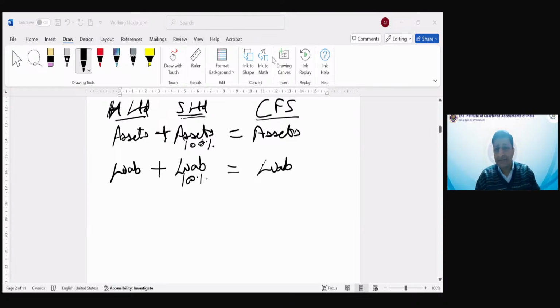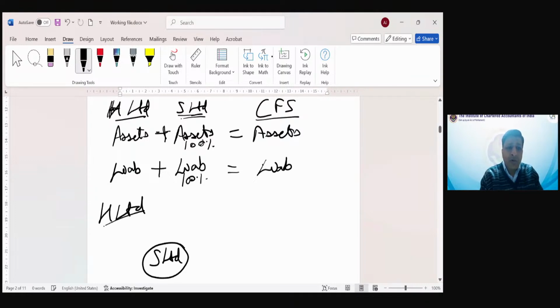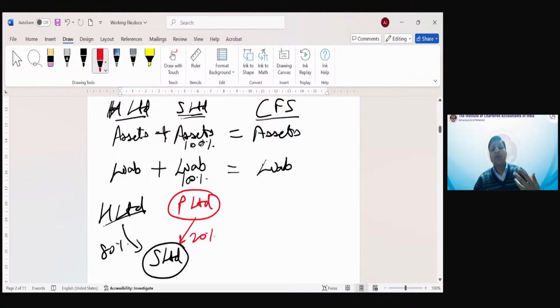Now, let's try to understand. Say, for example, in this S Limited, H Limited holds 80%. And there's one more party, say P Limited. Now P Limited holds 20%. Now if you talk about net assets, what do you mean by net assets? Assets minus liabilities. Can we say the net assets of S Limited are entirely owned by H Limited? Can we say that? Tell me. The answer is no. A portion of net assets of S Limited is also owned by whom? Other than H, who else? P Limited. Yes, that's what Larry says. Great.